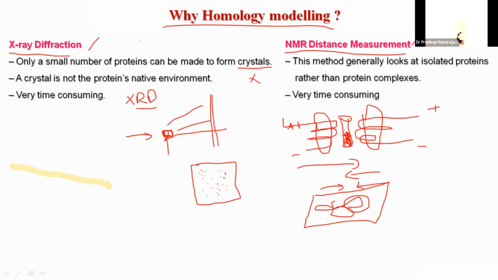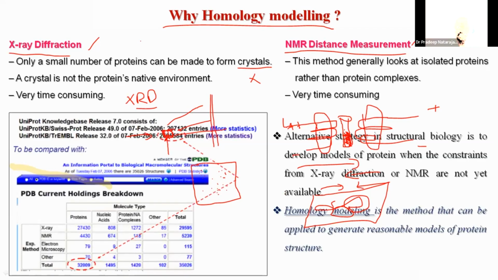So traditional methods of defining the structure, like X-ray diffraction and NMR studies, cannot be done in every small laboratory. So here you can see the alternative method to X-ray and NMR is homology modeling, because reasonable models of protein structure can be developed.